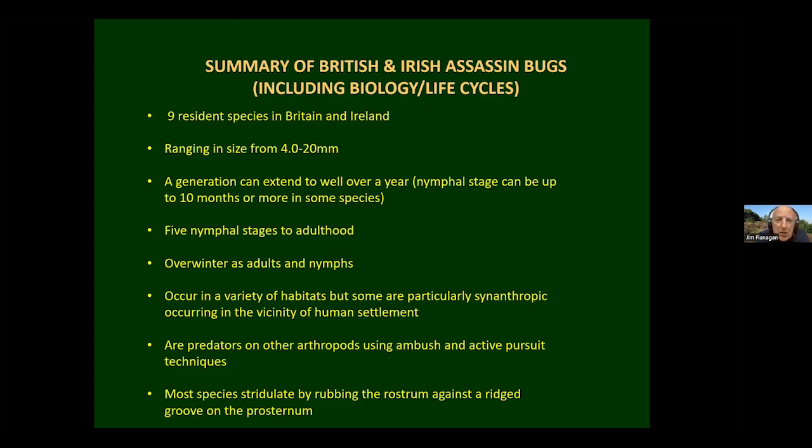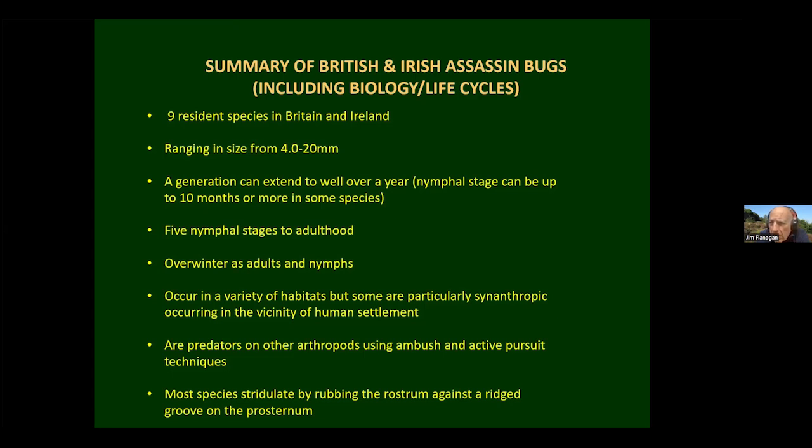So we've got 9 resident species in Britain and Ireland, and they range from quite small to a whopping great 20 millimeters in size. The generation can extend to well over a year because some of these assassin bugs are so associated with synanthropic habitats. They like warm habitats. There's no sense of season, so they do tend to be longer lived. 5 nymphal stages to adulthood.